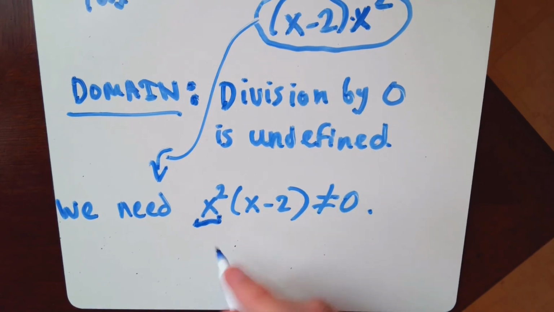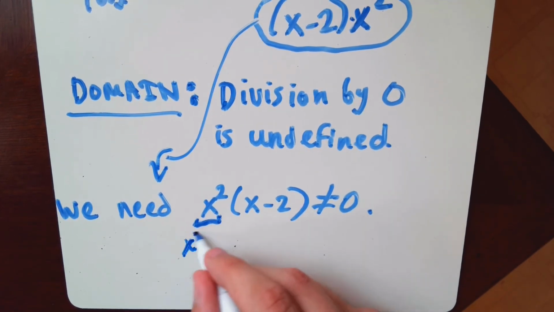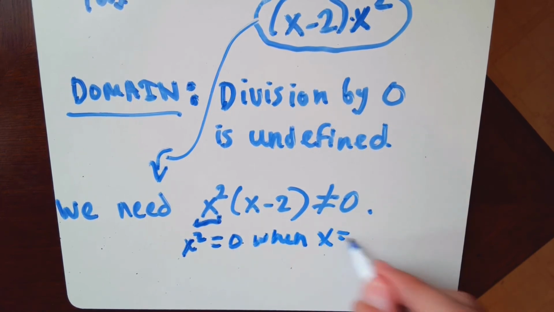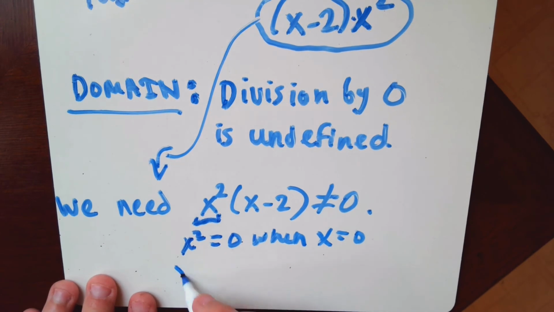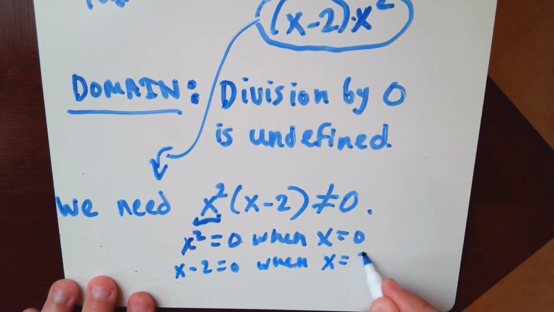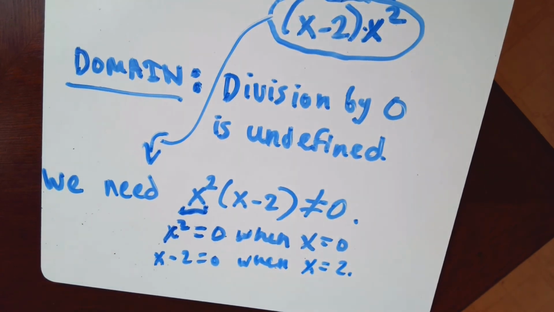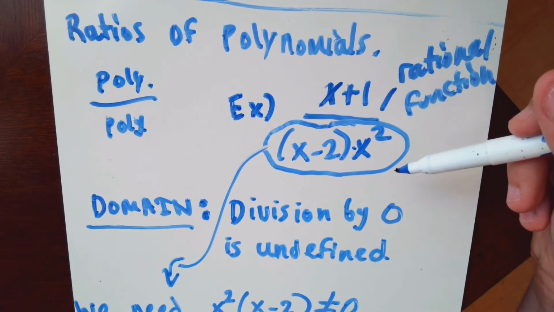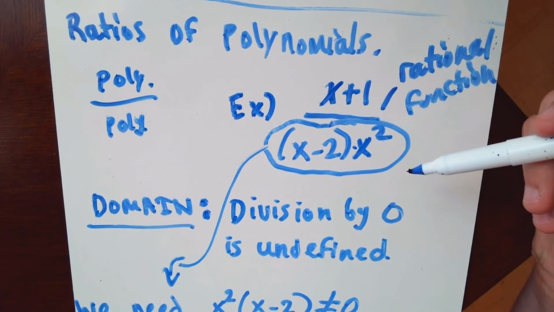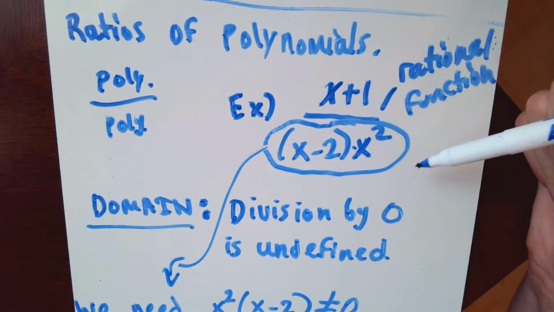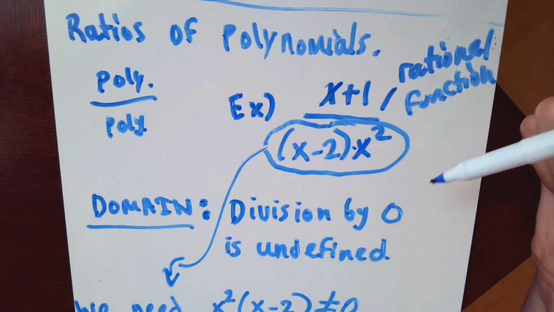Here, x squared is only 0 when x is 0, and x minus 2 equals 0 when x equals 2. So if x is 0 or if x is 2, our function's not defined there. We cannot plug either of those values into our function because it will be undefined. We will be dividing by 0.